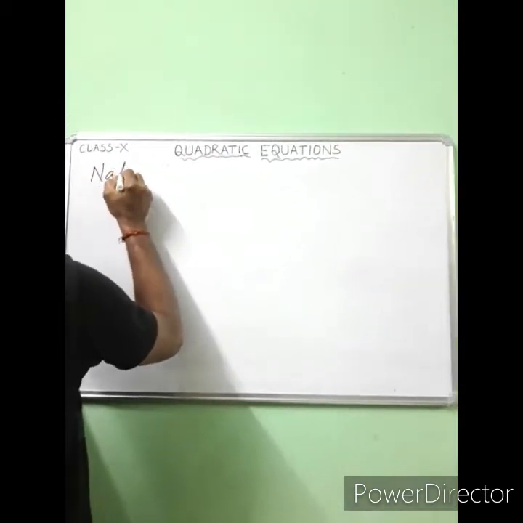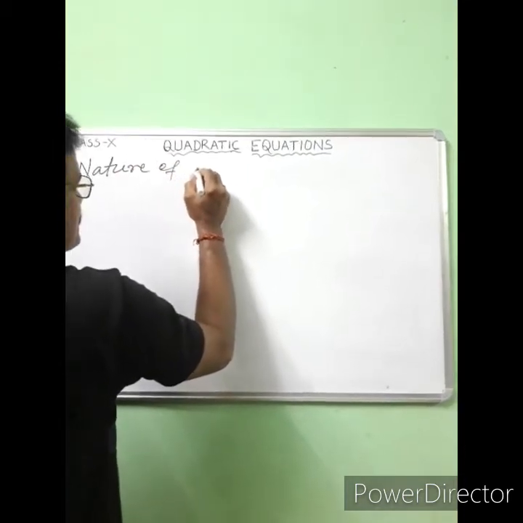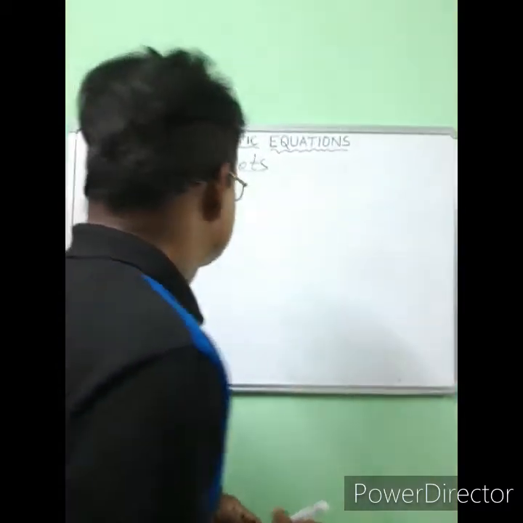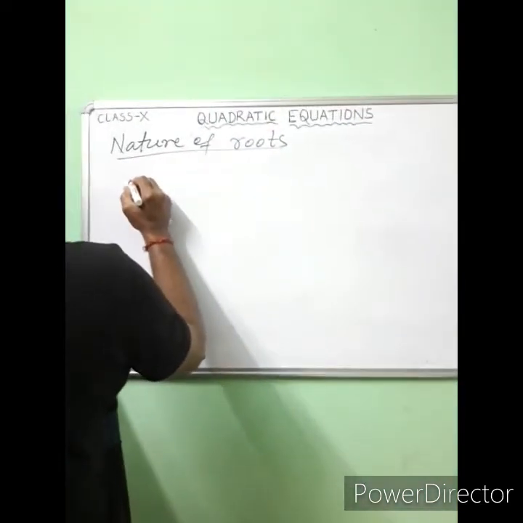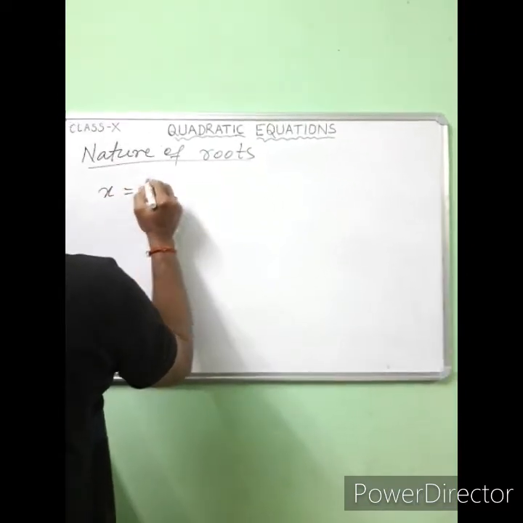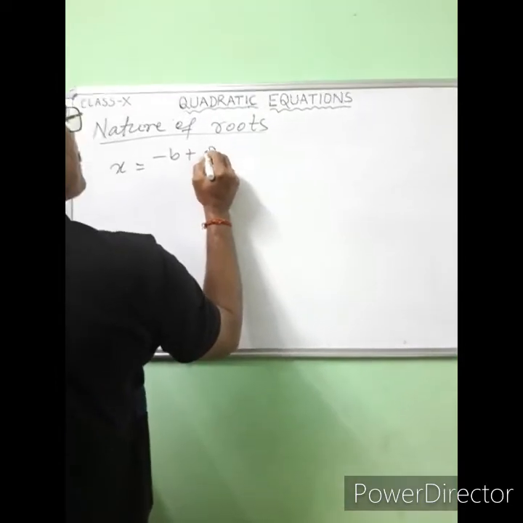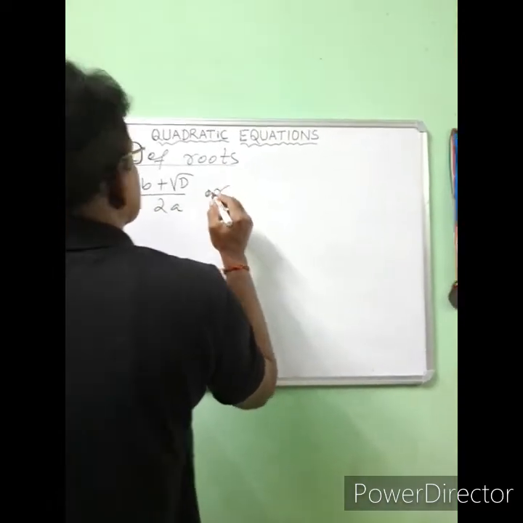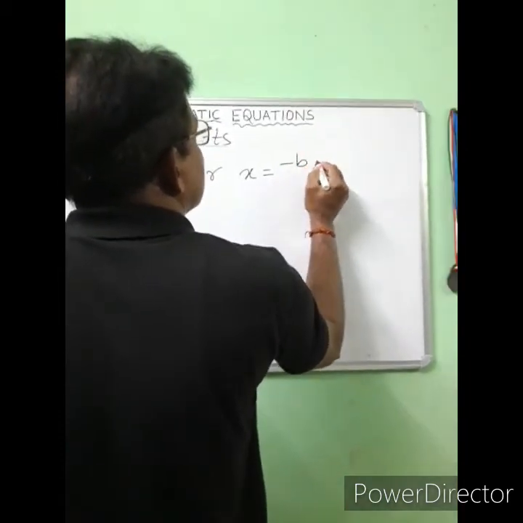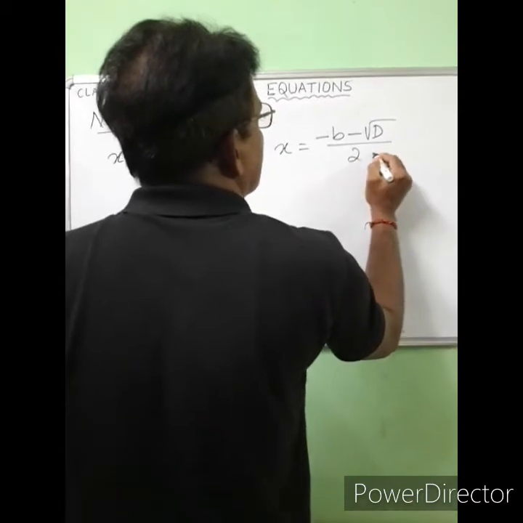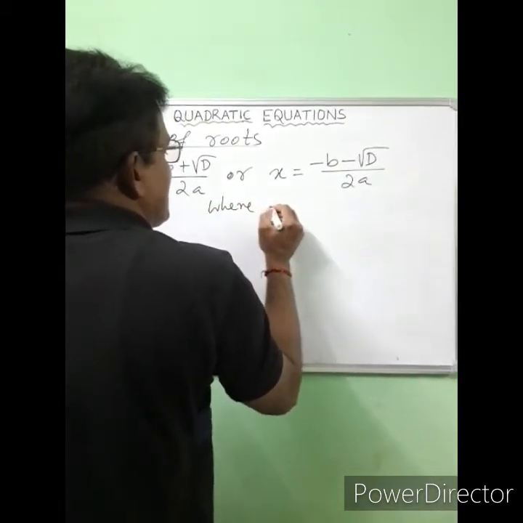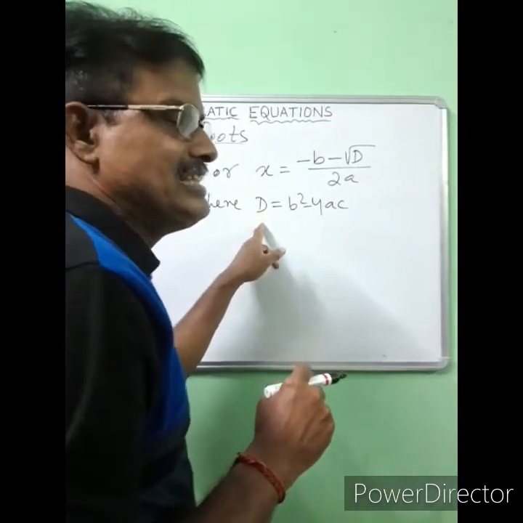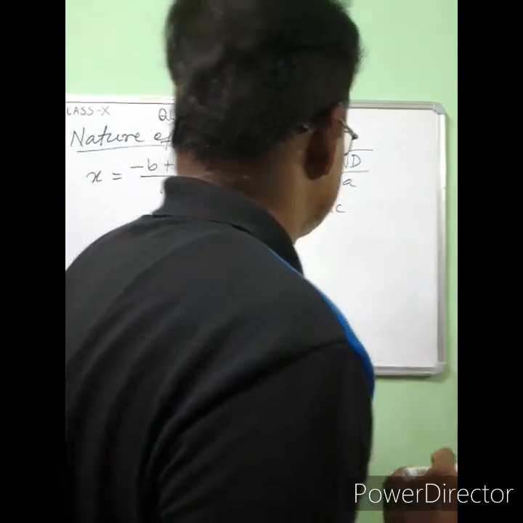Nature of roots. We have already known that the two roots are x is equal to minus b plus root over of capital D, where capital D is the discriminant, by 2a, or x is equal to minus b minus root over of capital D by 2a, where D is equal to b square minus 4ac. D is the discriminant.